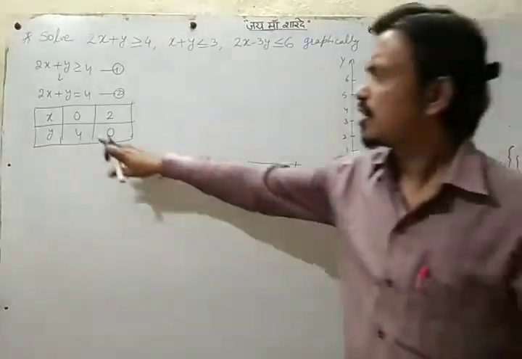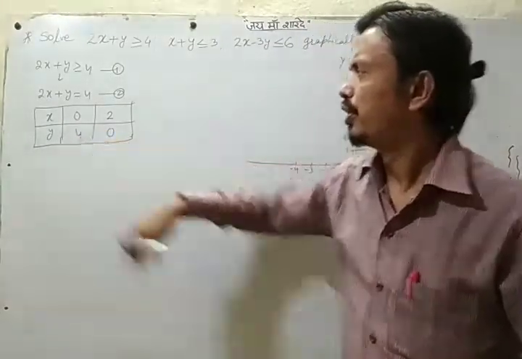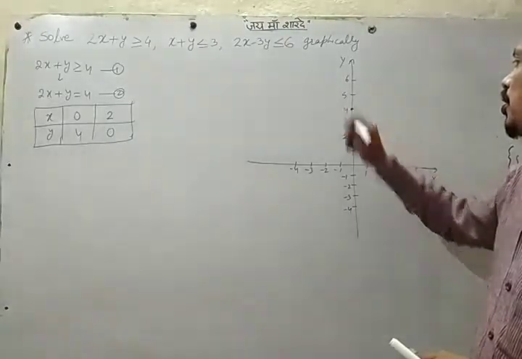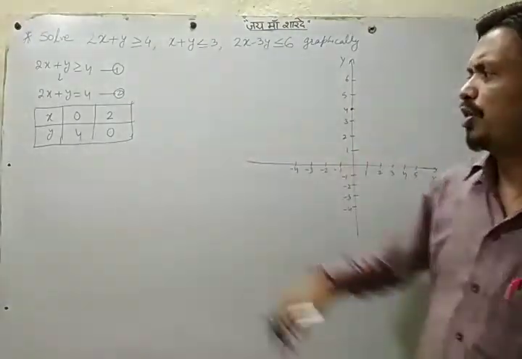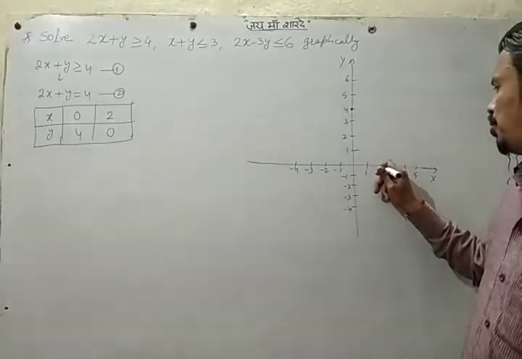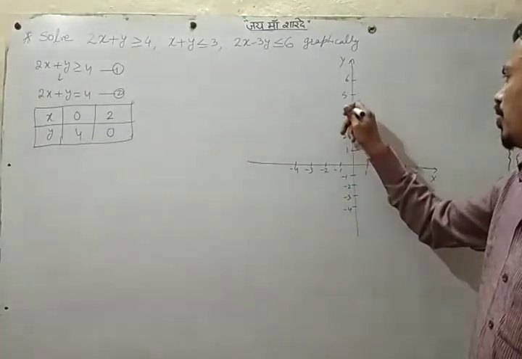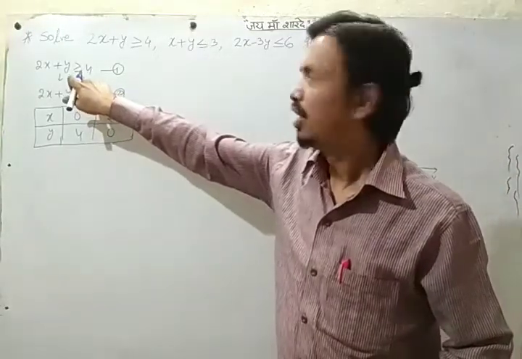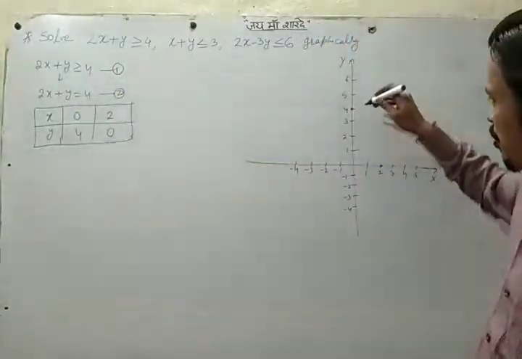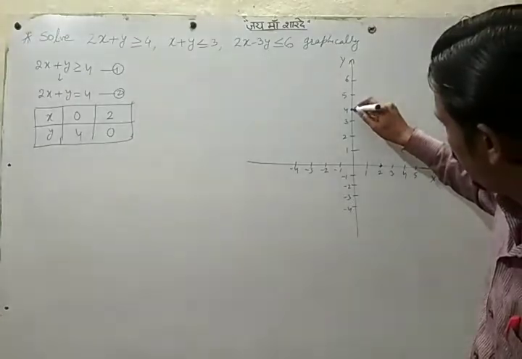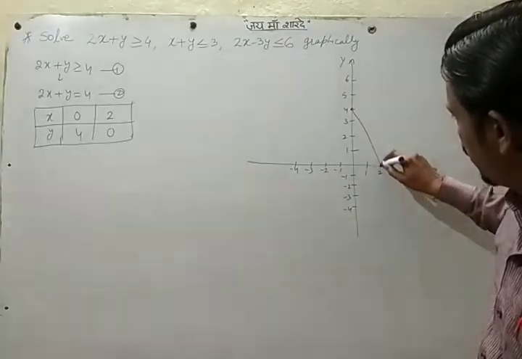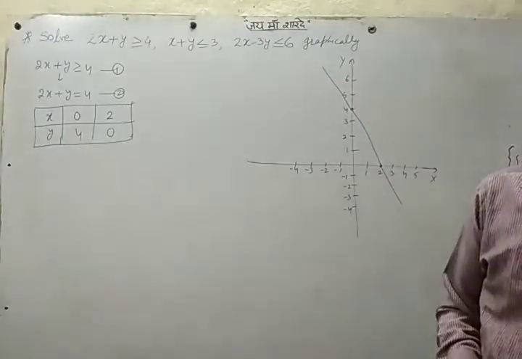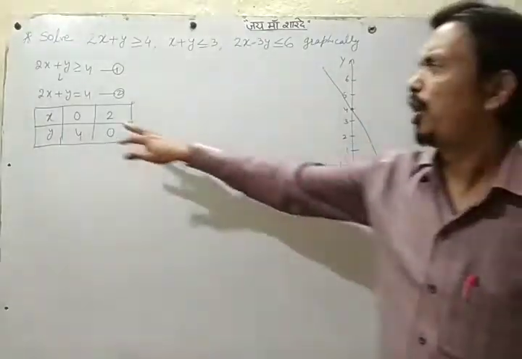So here the point is (0, 4), x is 0, y is 4. This is the point. And x is 2, y is 0. So these two points. Here we have equality, a slack inequality, so we can draw a dark line. Now this is the graph for 2x plus y equal to 4.